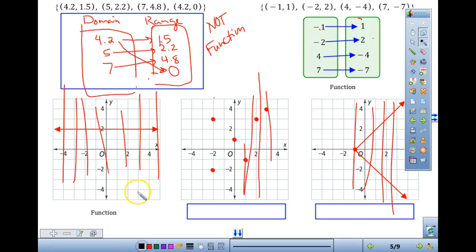Okay, so the question is this. When I draw a vertical line, does it go through this red line, does it go through more than one point? So this goes through how many points on that red line? Just one right here, right? And if I draw this line, it goes through one. And if I draw this line, it goes through just one. Each vertical line only goes through one.